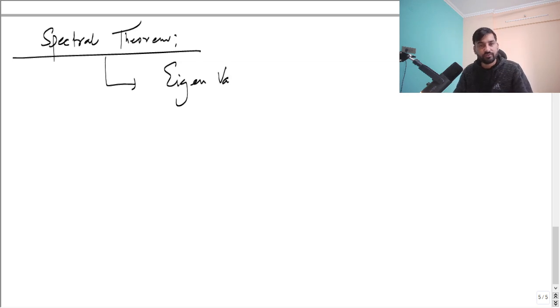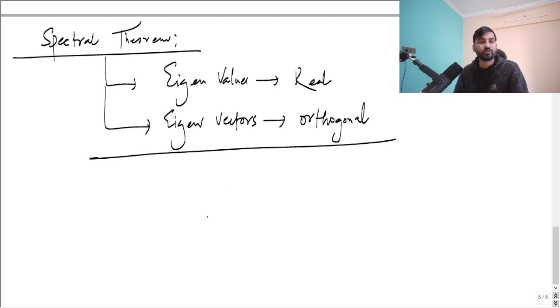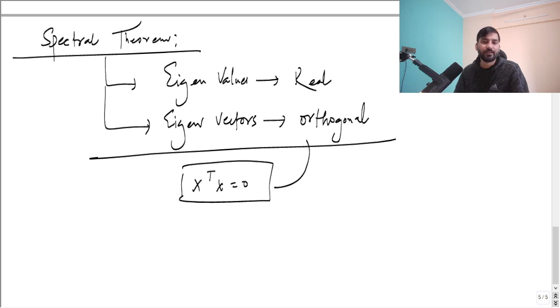So the spectral theorem says that the eigenvalues are real and the eigenvectors must be orthogonal. I hope this makes sense. What is the meaning of orthogonal? Let's say x and y are eigenvectors, so their dot product, x transpose y, should be equal to 0. That is called orthogonal.